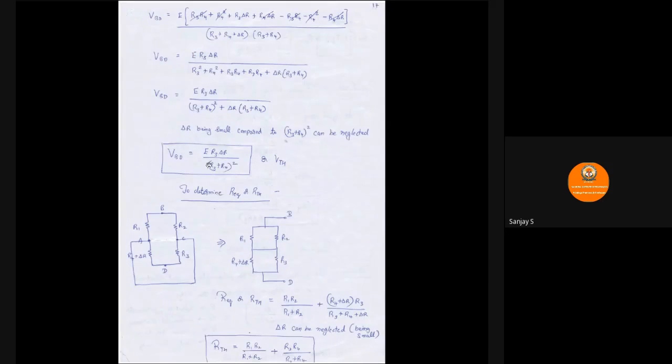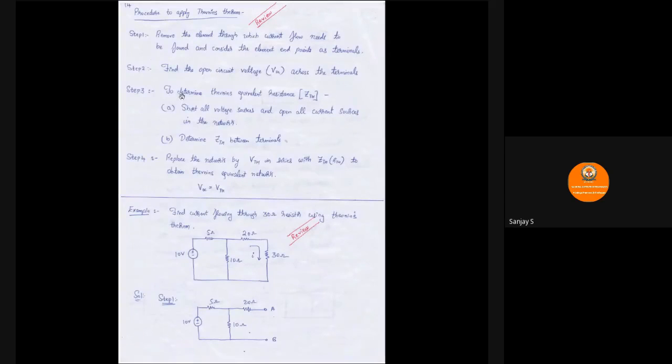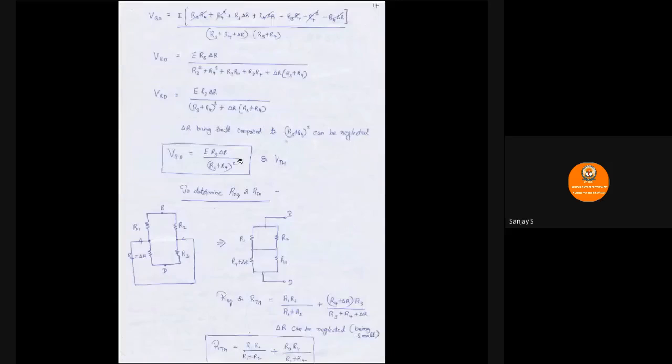I have found VBD. Next, step number 3 says you have to find the Thevenin's equivalent resistance by shorting all the voltage sources and opening all the current sources. In the problem also we had done the same. We had shorted this 10 volt source and found the resistance across these two terminals. Same thing we'll be doing here.